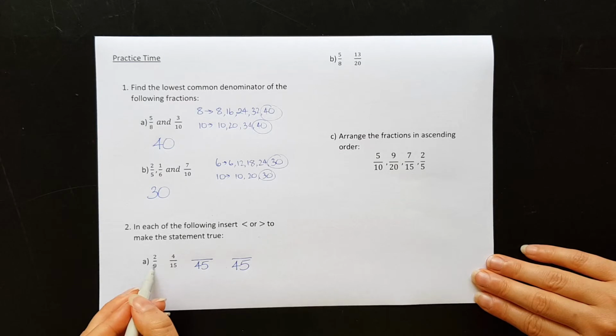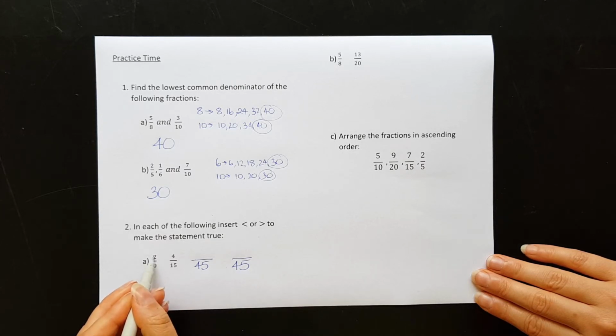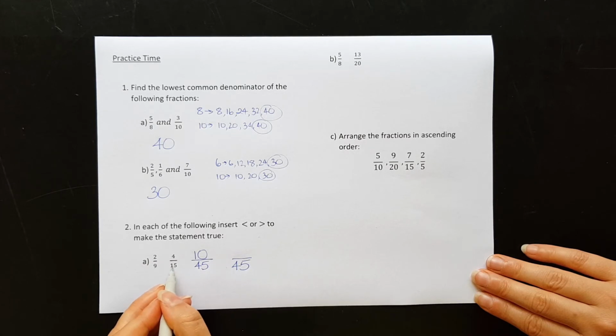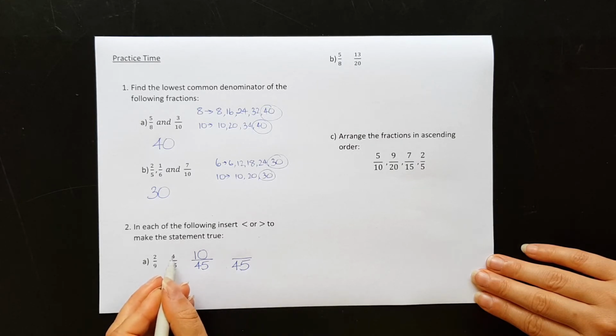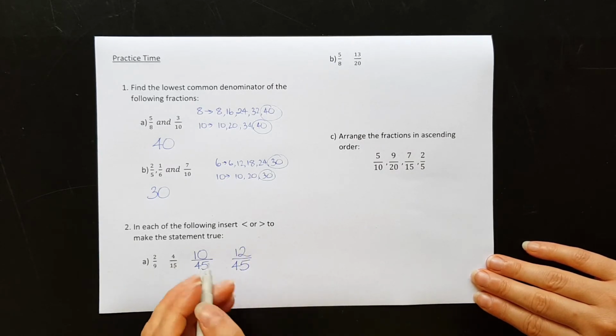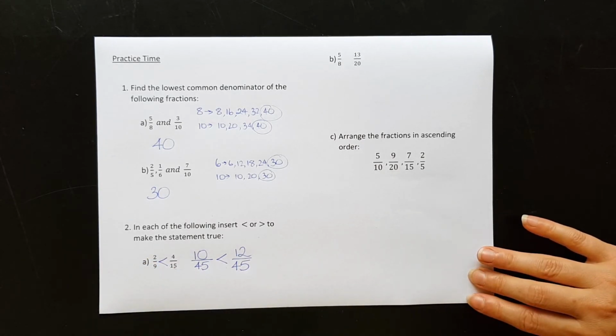Okay, so 9 times what gives 45? I would have to times that by 5. So I have to times the top by 5. 2 times 5 is 10. The second fraction, I started with a 15 on the bottom. To get to 45, I have to times by 3. Times the top by 3. 4 times 3 is 12. Okay, so now with the less than or greater than sign, pointing to the small one, it'll go that way. So it's a less than sign that we need.